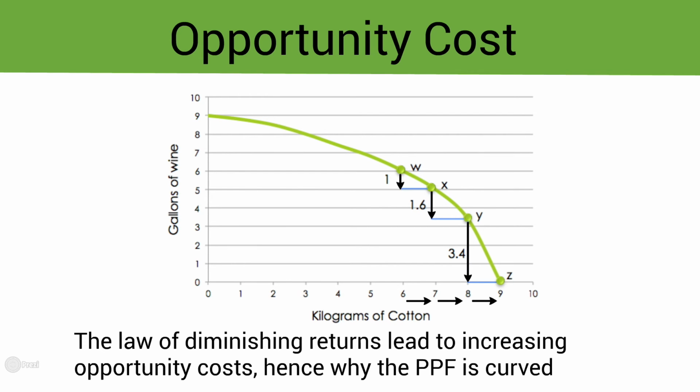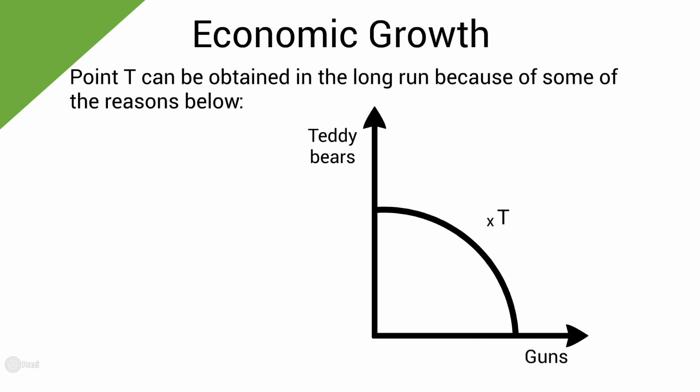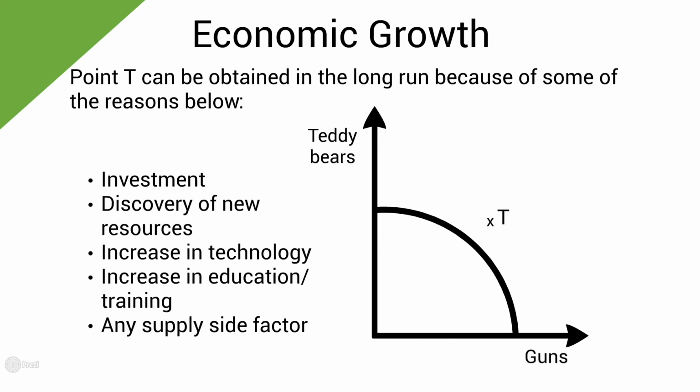We can also use our PPF curve to show economic growth. Earlier, we had the example of point T that couldn't be obtained. However, point T can be obtained in the long run because of a variety of reasons, such as discovery of new resources, increased investment, technological advancement, an increase in education or training, or any advantageous supply-side factor.